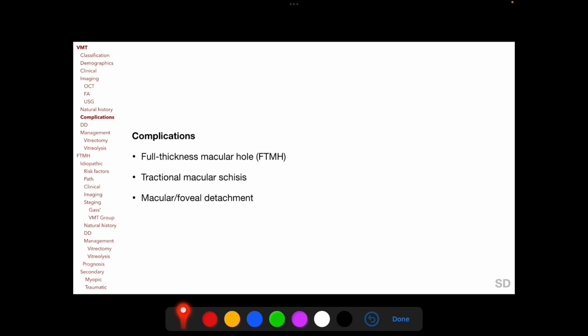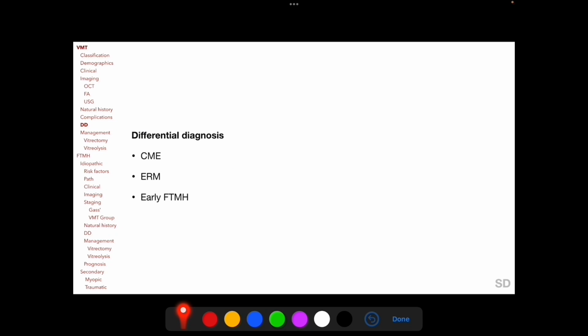As we have mentioned earlier, complications of vitreomacular traction include full thickness macular hole, tractional macular schisis, and macular or foveal detachment. Differential diagnosis of VMT includes cystoid macular edema, epiretinal membrane, and early full thickness macular hole.